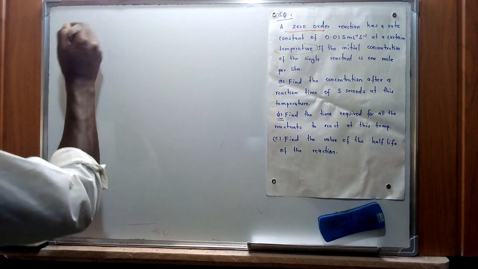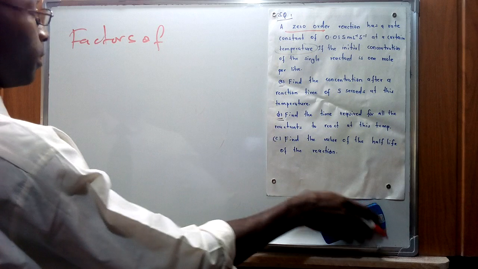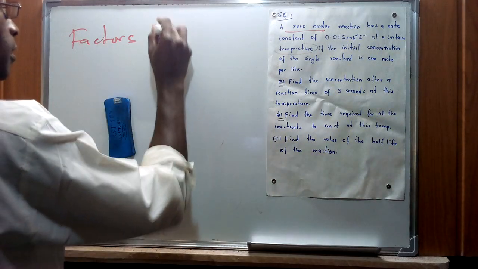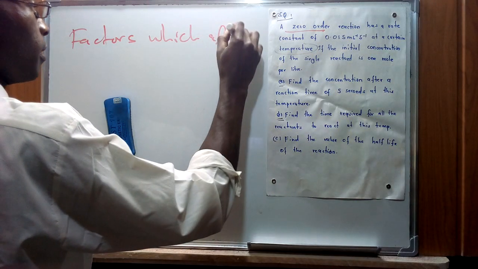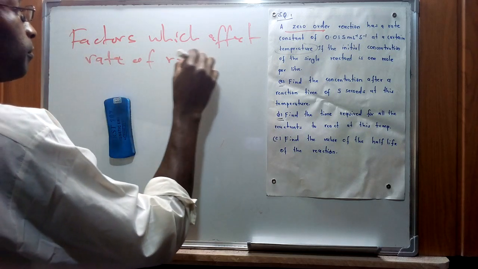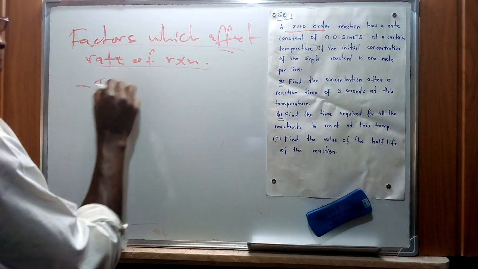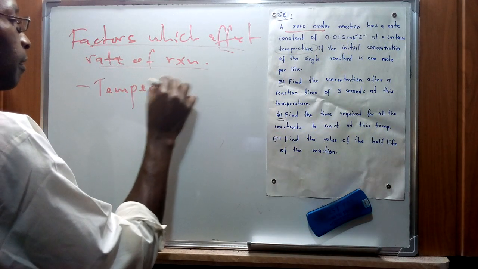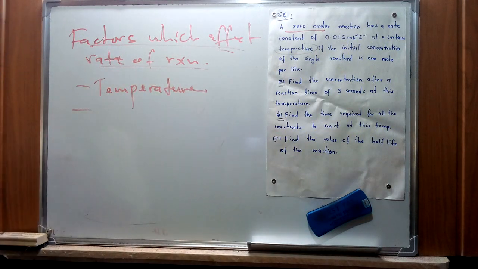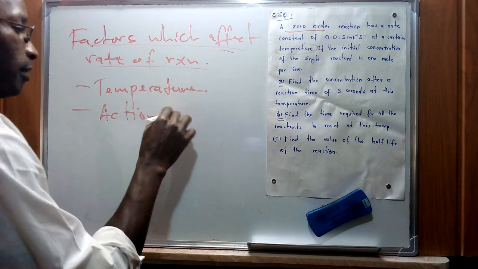Now that temperature has been mentioned, we can have a quick summary of some of the factors which affect the rate of reaction. One of them, of course, from the one that is mentioned, is temperature. And then the second one is the action of a catalyst, or just a catalyst.